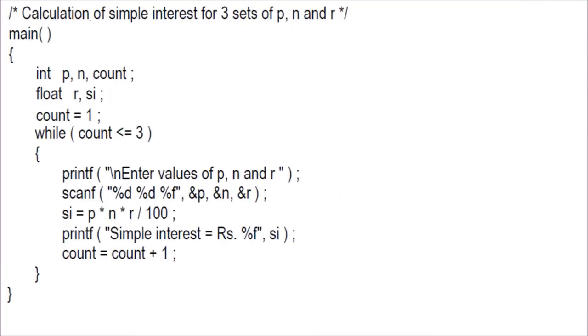If we want to see the program, this is the main. We want to calculate the simple interest of 3 sets. We have made the variables like this, and we started with the count. Now this is the while loop. We are interested in learning the while loop, so this is the while loop.